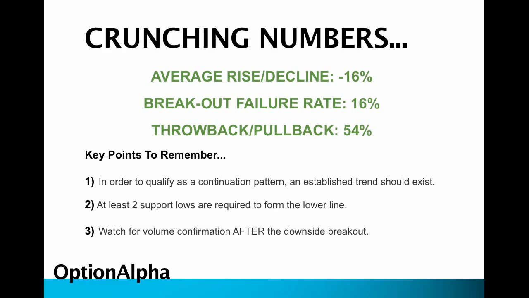Some key points to remember on these descending triangles is that in order to qualify as a continuation pattern, an established trend already has to exist. This is something I've drilled into this video and a lot of the other videos, that an already established trend must exist. They do form at the tops of markets, but they're not as reliable as if they form in the middle of a trend. Two support levels are required to form the lower line.